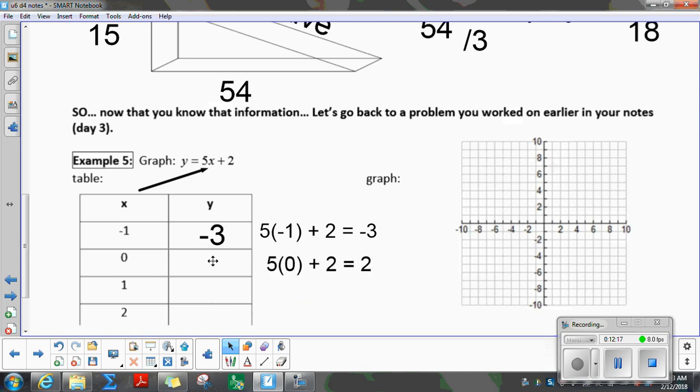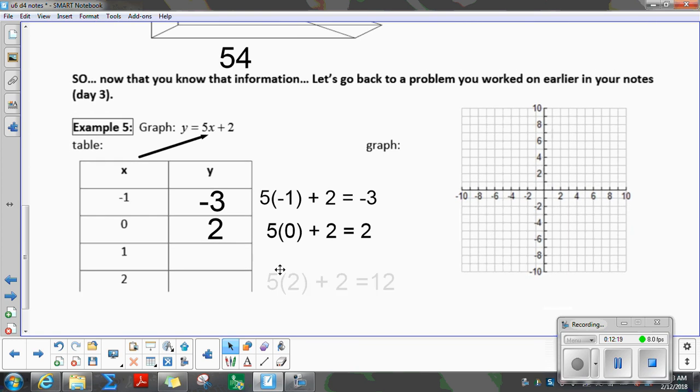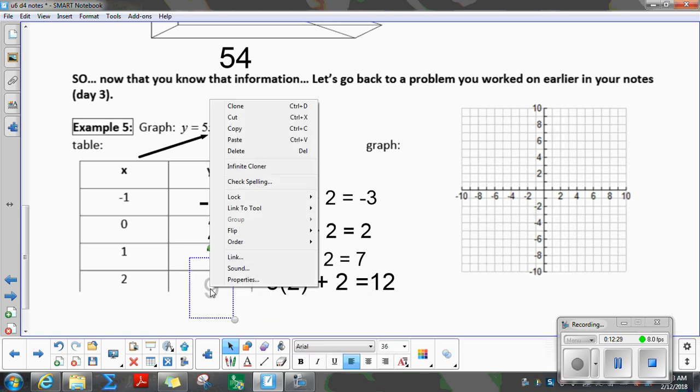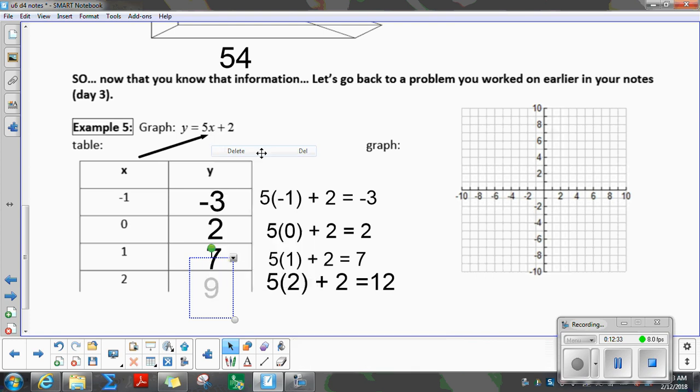This one I get y equals 2. This one, 5 times 1 gives me 5, plus 2 gives me 7, and then 5 times 2 gives me 10, plus 2 gives me 12. So that's supposed to be a 12. I put in 12, forgot to change that. So, I'm going to go ahead and plot these points now.